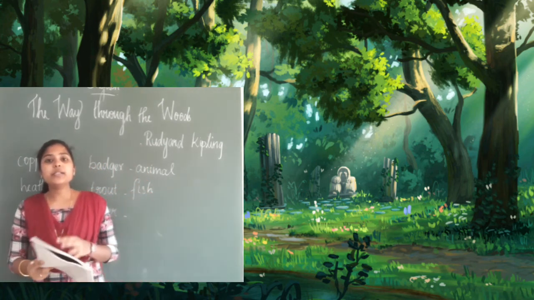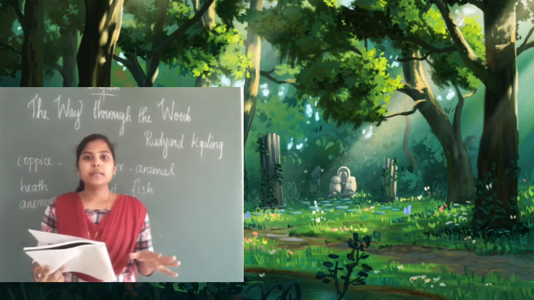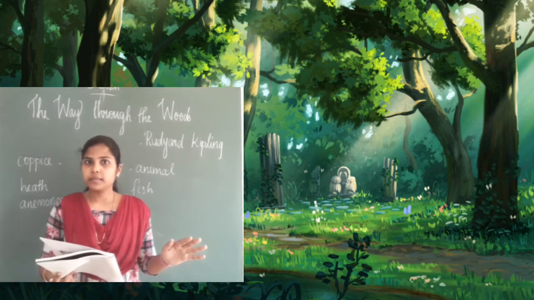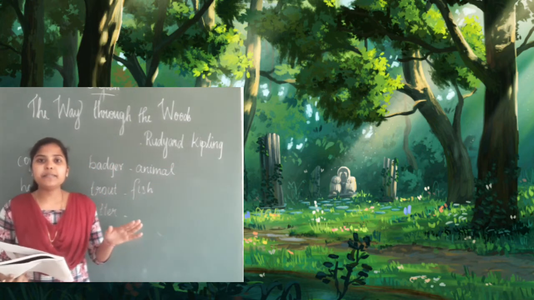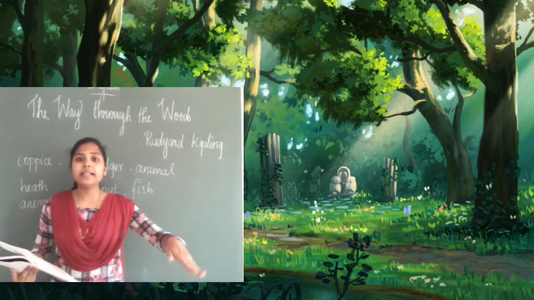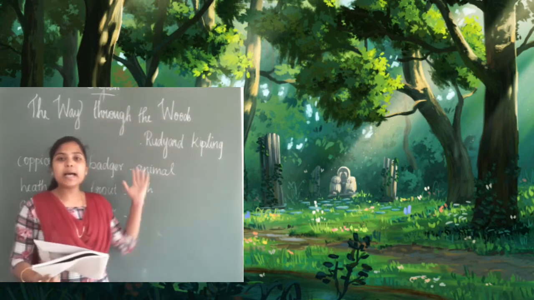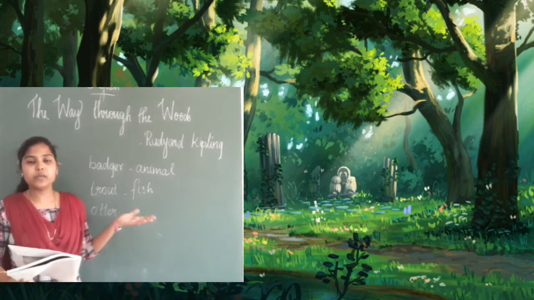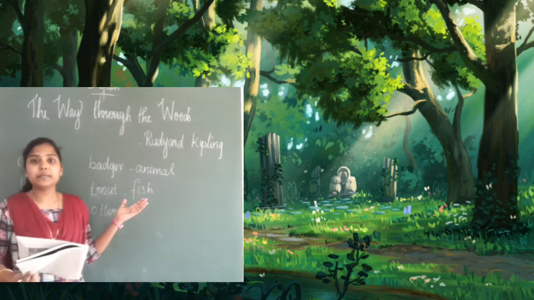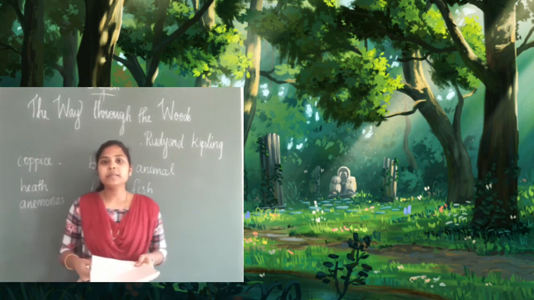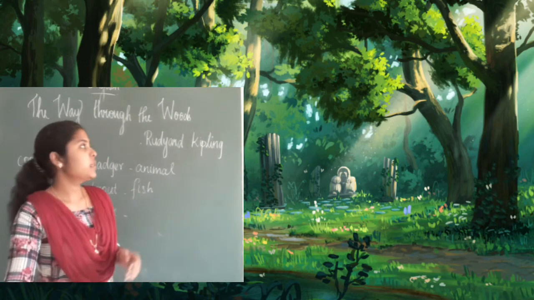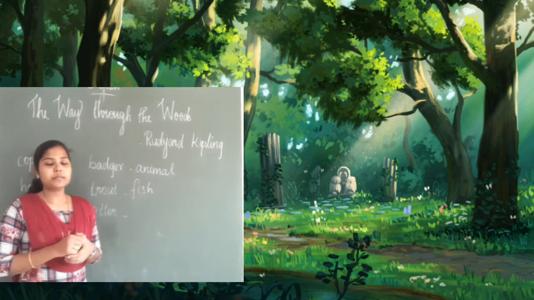Here these animals are aware of that path, but there is no path. But still they can identify, okay, in this place we can find that way. So these animals are using that path, but still there is nothing. Okay, this is all about the poem, The Way Through the Woods.